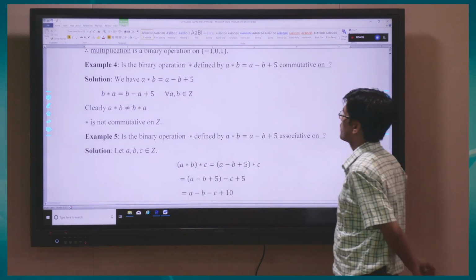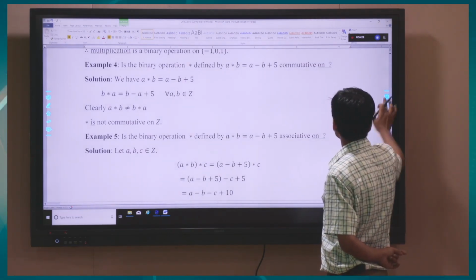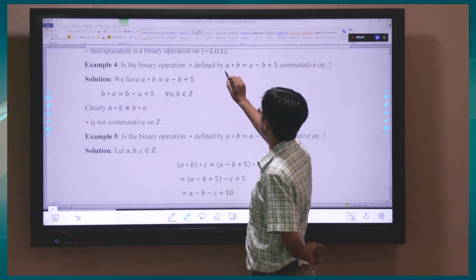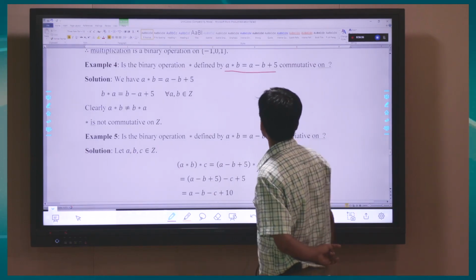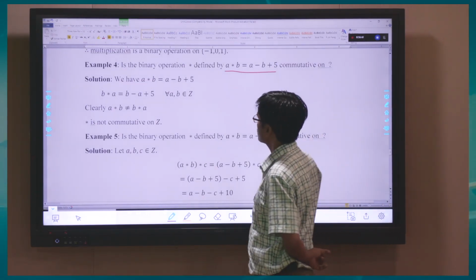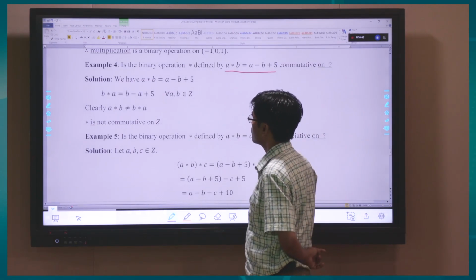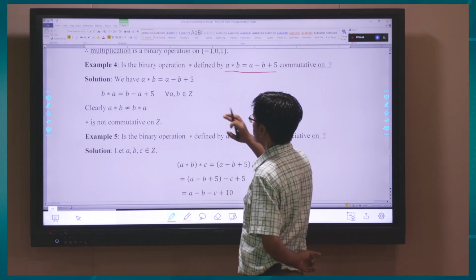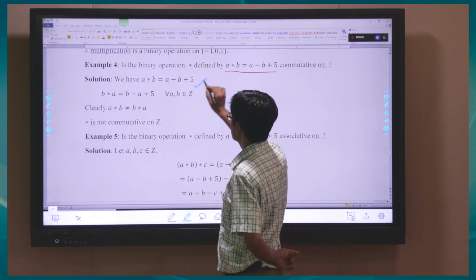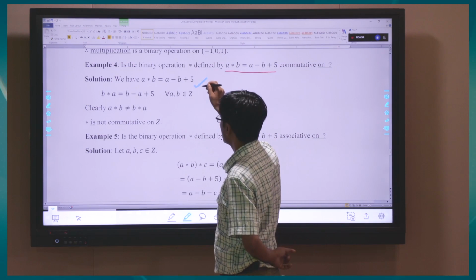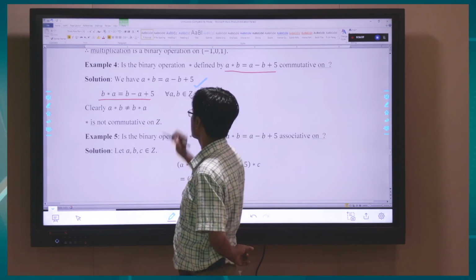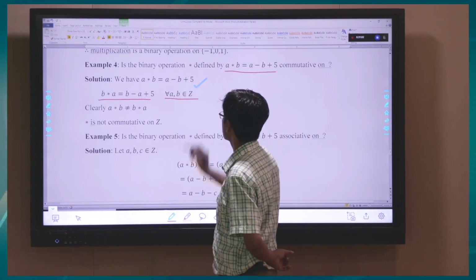Next example, example 4. Here star is a binary operation defined by A star B is equal to A minus B plus 5. So now we check this operation for commutativity, whether it is commutative or not. We check the commutative property for this result. We have A star B is equal to A minus B plus 5. So obviously B star A is B minus A plus 5 for all A, B belonging to the set.